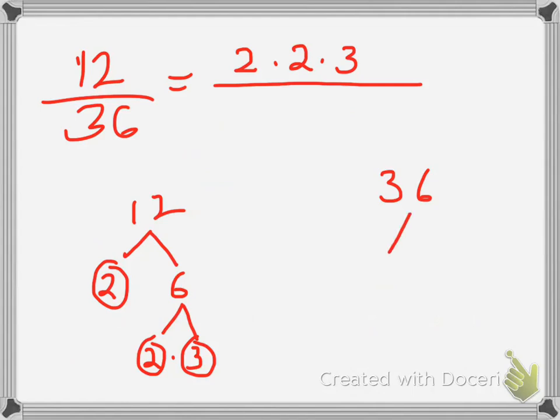Then we have 36. Now, 36 obviously is 6 times 6. Now, neither 6 nor the other 6, since they're the same number, is a prime number. They're both composite numbers, so we have to factor them further. So 6 is 2 times 3, 6 is 2 times 3. So our prime factorization of 36 is 2 times 3 times 2 times 3.